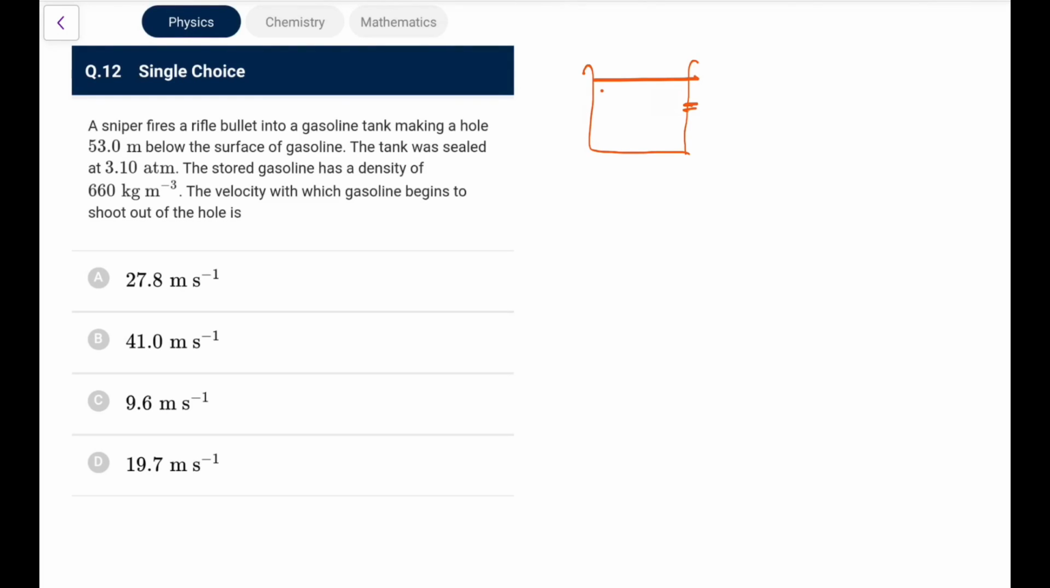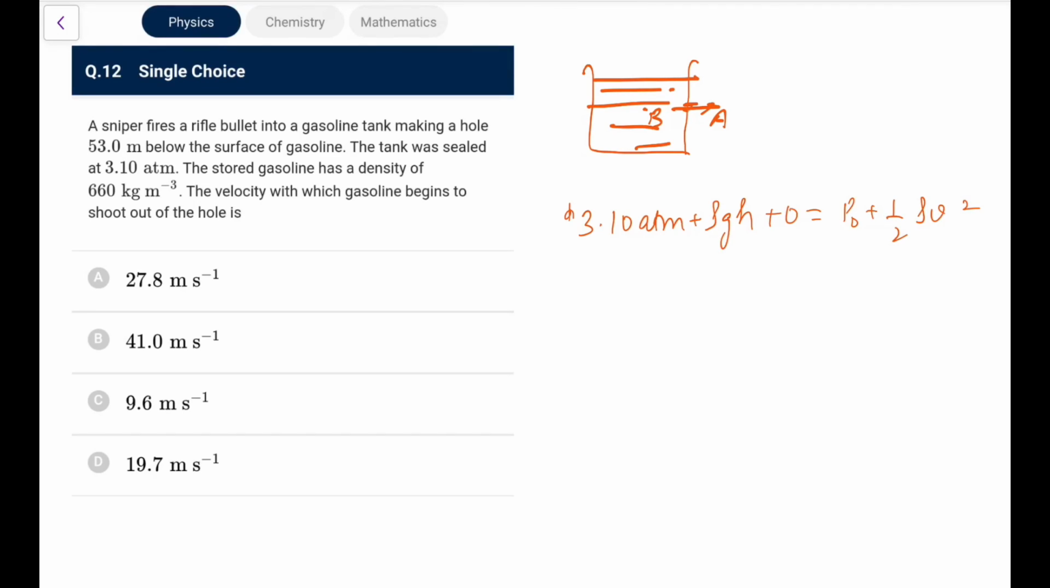If I need to remember, I just need to apply Bernoulli, because here the speed is going to be very less. Let's compare B and A. The pressure at B would be 3.10 atm plus rho g h, plus speed, which is almost negligible. That would be equal to P naught plus half rho V square.